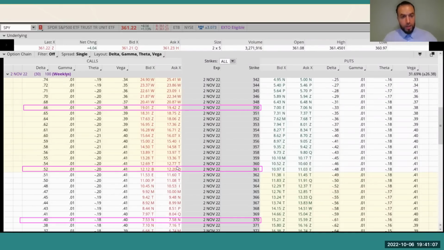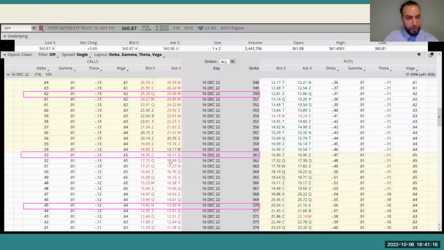However, the benefit of paying for a little bit more time is it allows your trade to breathe a little bit. And so then if we go forward in time some more, we choose 74 days out.